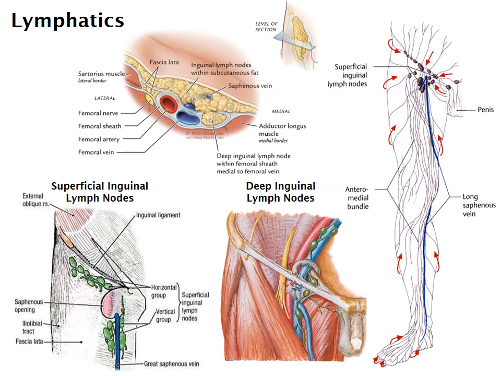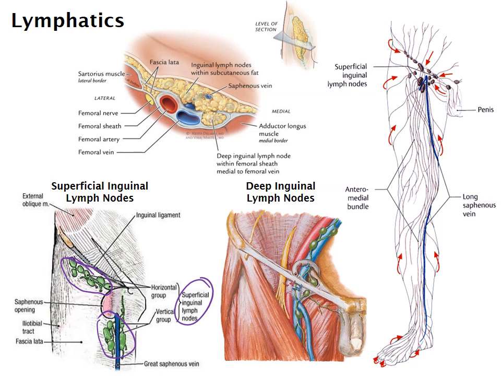Also living in the superficial fascia near the groin are the superficial inguinal lymph nodes. They're organized into two groups. The horizontal group can be found running inferior to the inguinal ligament, and the vertical group can be found running along the great saphenous vein.